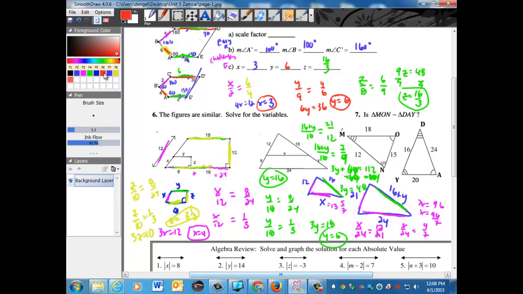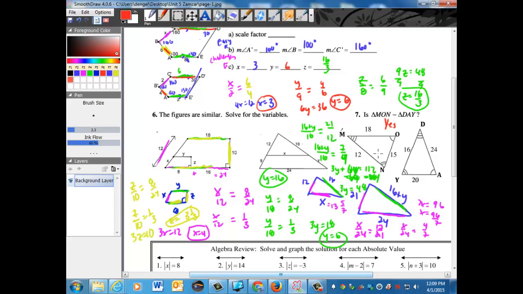All right, next question is somewhat of a trick question. Is triangle MUN similar to triangle day? And these triangles actually are, because all of their angles are the same. We have 3, 3, 1, 1, and 2, 2. All of these angles are the same. Therefore, yes, they have to be similar.